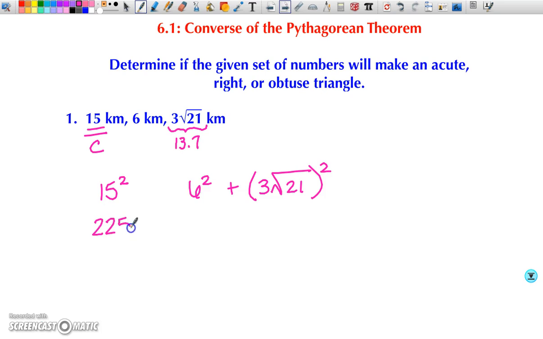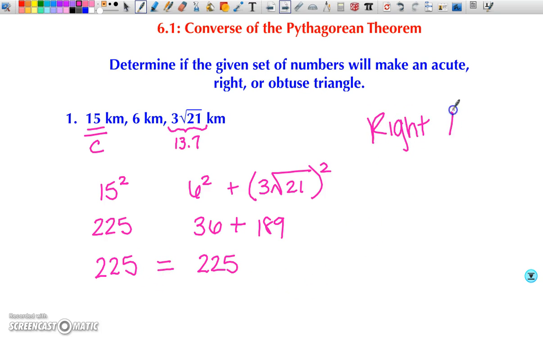So we get 225, and then we get 36 plus 189. And so we get 225 over here as well as 225 here, and because it's equal, this will be a right triangle. All right, moving on.